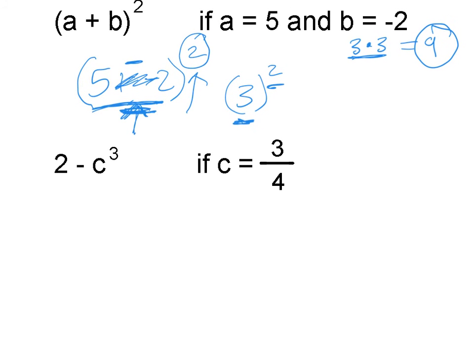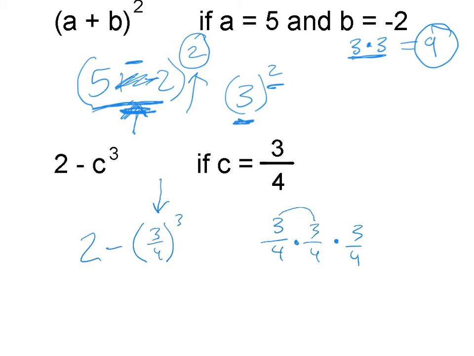Let's try the second one. I'm going to put in what C stands for, so 2 minus 3/4 to the third power, okay? So there's nothing in parentheses that we can do for PEMDAS, so I'm moving on to exponents. Let's do this first. 3/4 to the third power is the same thing as 3/4 times 3/4 times 3/4, okay? So 3 times 3 is 9, times 3 is 27, okay? And then 4 times 4 is 16, and 16 times 4 gives us 64, okay?